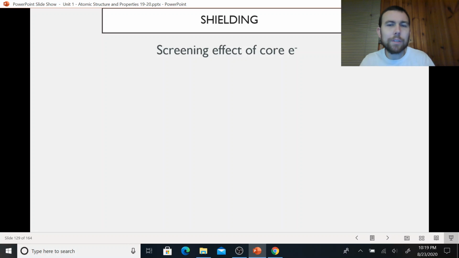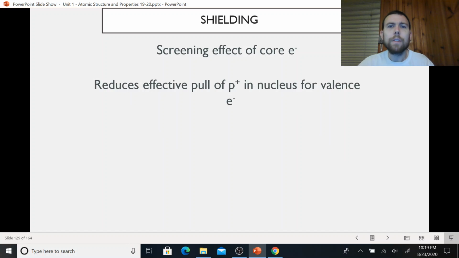Because what happens when two negatively charged particles come in contact with each other? If you remember from Coulomb's law, we get a positive electric force, which means they're going to repel. They're going to try to move away from each other. So those core electrons are going to prevent the valence electrons from feeling the effects or the pull of the nucleus on those valence electrons. Shielding is going to reduce the effective pull of the protons in the nucleus for a given valence electron.